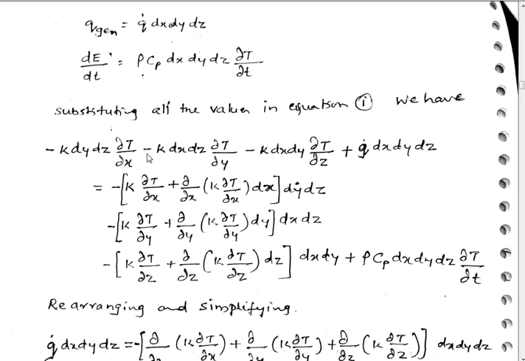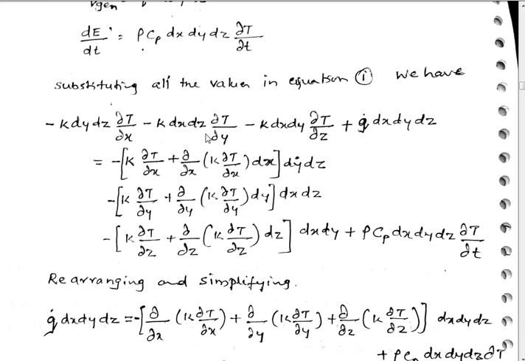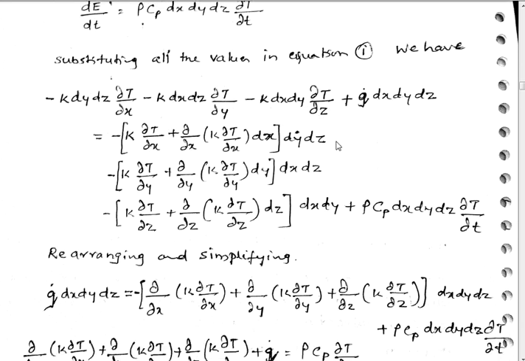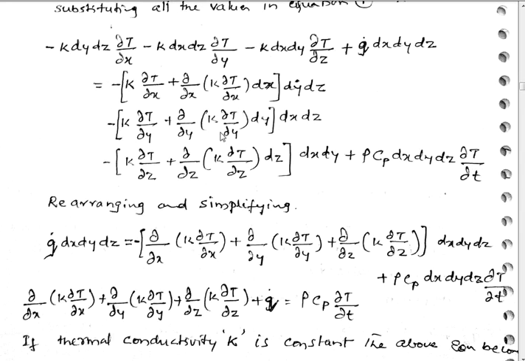There is minus k dy dz ∂T/∂x, heat entering in the x direction; minus k dx dz ∂T/∂y, heat entering in the y direction; minus k dx dy ∂T/∂z, heat entering in the z direction; plus the internal heat generation, is equal to the amount of heat leaving the element, that is k ∂T/∂x plus ∂/∂x of (k ∂T/∂x) into dx dy dz. Similarly in the y and z directions.